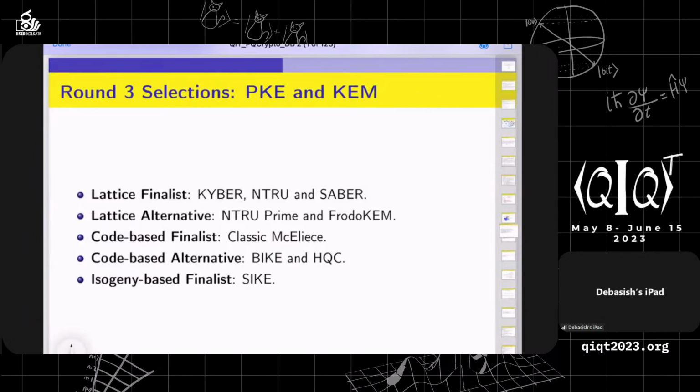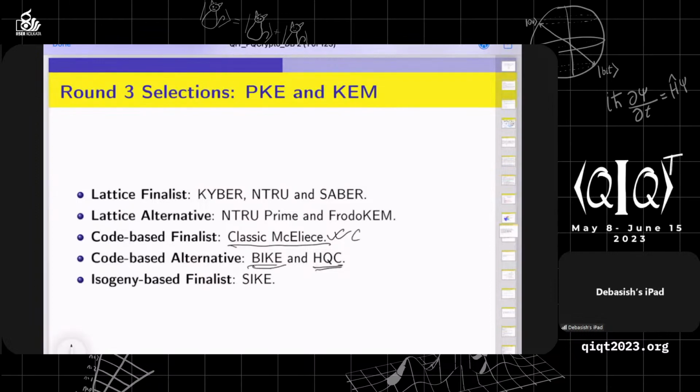In the code-based, Classic McEliece is what we have discussed. Actually, this is the finalist. It went to the fourth round and it has been selected in the fourth round also, code-based. And there are some alternatives like HQC, and BIKE is also there. This BIKE is based on the code.